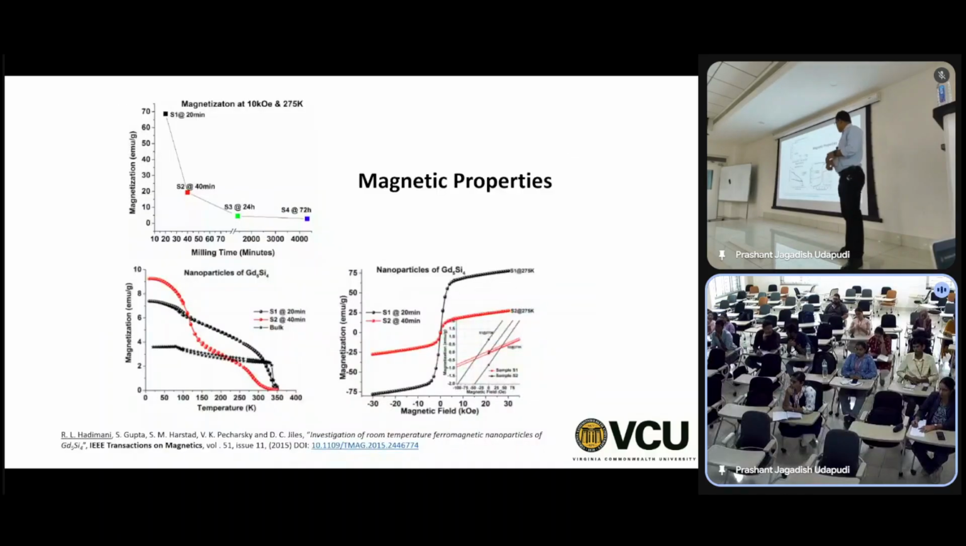So once we did that, here are the magnetic properties. This I have already shown. If you mill for longer duration, you lose the magnetic property of the material. So you have to be somewhere here where you have the highest magnetization, for 20 minutes. But if you mill only for 20 minutes, you may not get smaller particles.